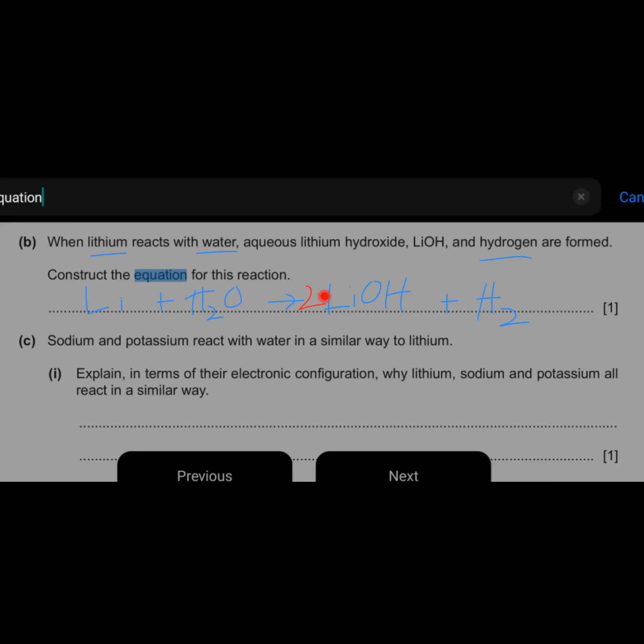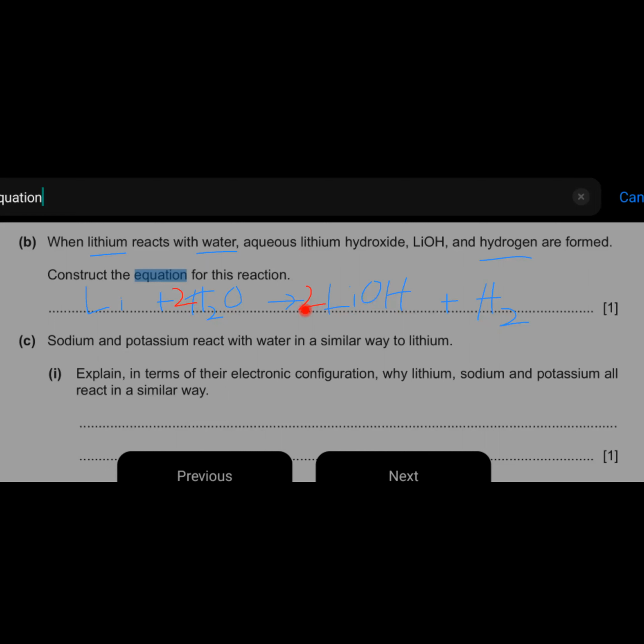Make this a 2 hydrogen, and now get what? 2 hydrogen and 2 hydrogen here, and 2 oxygen. That means if you put 2 in front of water, you get 4 hydrogen atoms and 2 oxygen atoms too, right? Now here we have 4 hydrogen atoms and 2 oxygen atoms, balanced.